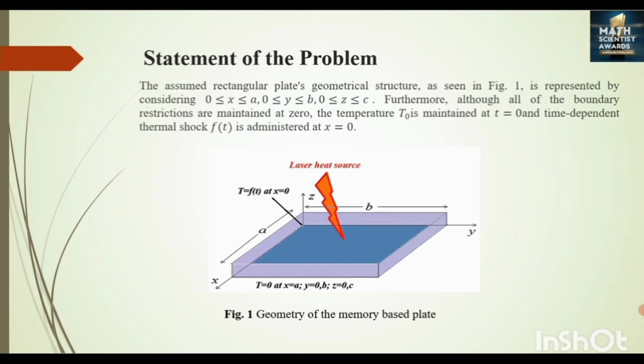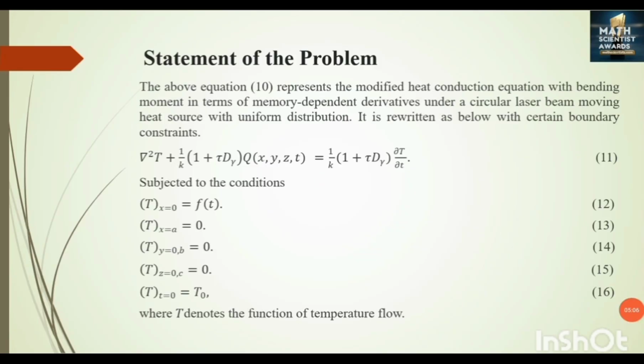As part of the problem statement, here we assume a rectangular plate geometry whose shape is shown in figure number 1. Here x varies from 0 to 1, y varies from 0 to b, and z varies from 0 to c. Further, all the boundary restrictions are maintained at 0. The temperature T0 is maintained at time t equals 0, and a time dependent thermal shock is administered at x equals 0. Now finally, equation 11 expresses the heat transfer equation under the influence of memory dependent derivative and under a circular laser moving beam heat source, where equations number 12 to 16 show the initial and boundary conditions.